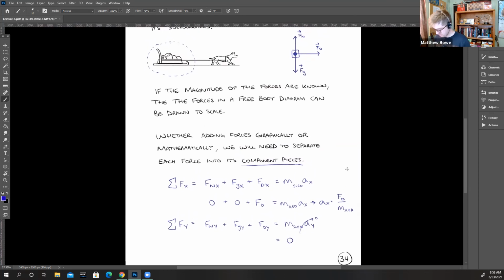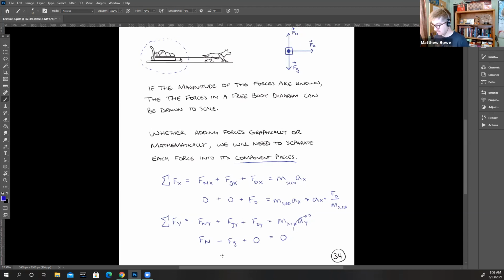There we go. I can do that. So we have the normal force. I'm going to call things moving up positive, so that's just a positive force upwards. Things moving down are negative, so I'm going to say that's a negative force of gravity downward. And there is no vertical component of force supplied by the dog.